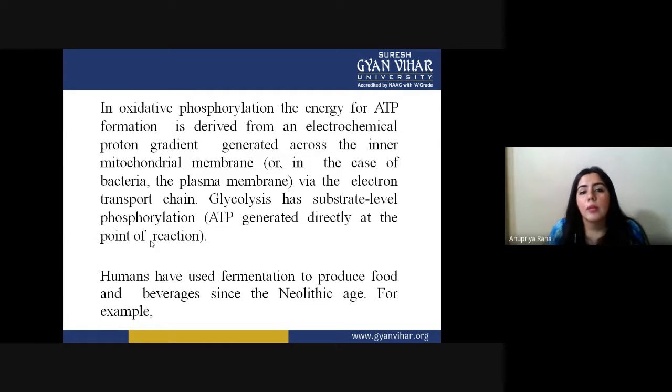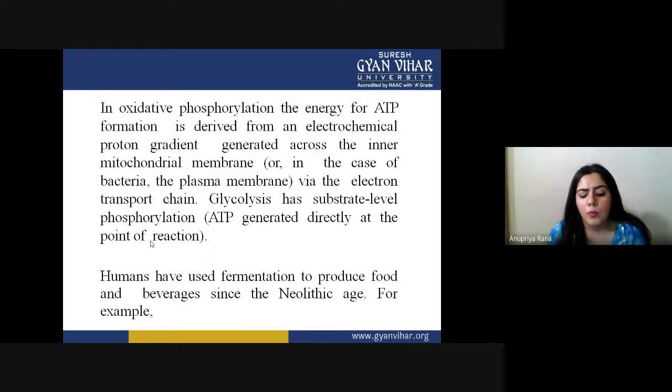In oxidative phosphorylation, the energy for ATP formation is derived from the electrochemical proton gradient generated across the inner mitochondrial membrane. So this whole energy formation is also affected by the electron proton gradient, which has to be developed around the mitochondrial matrix via the electron transport chain. Glycolysis has substrate level phosphorylation for ATP generation, and humans have used fermentation to produce food and beverages since the Neolithic age.